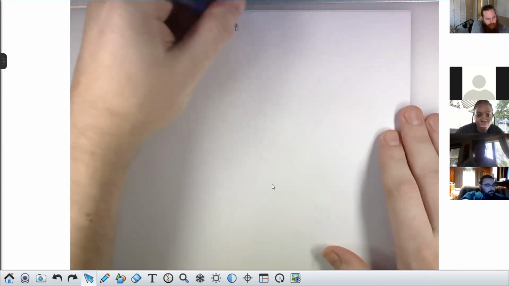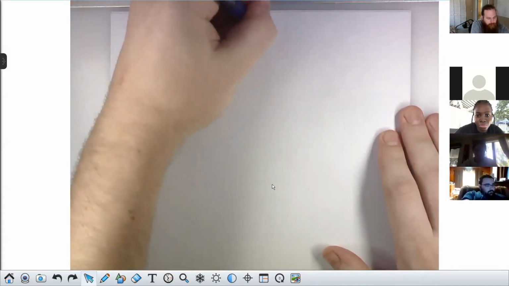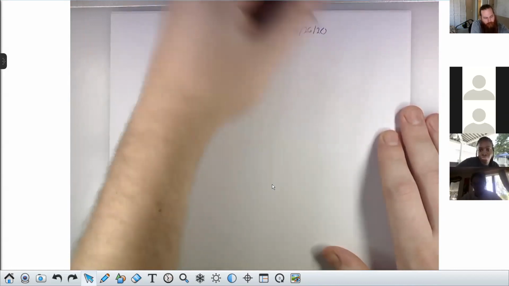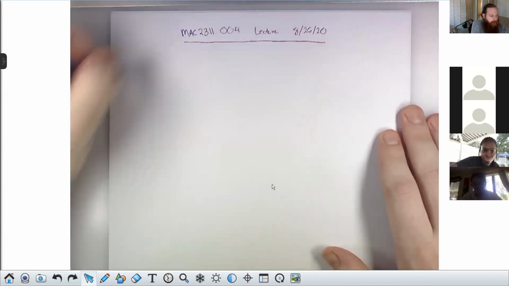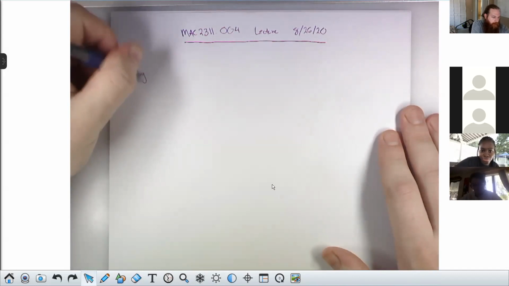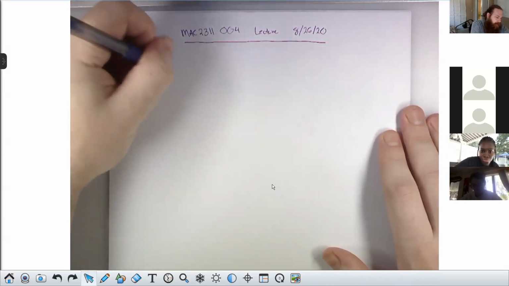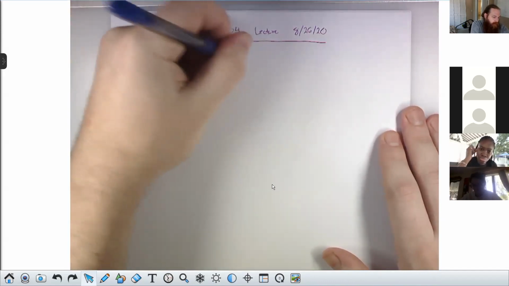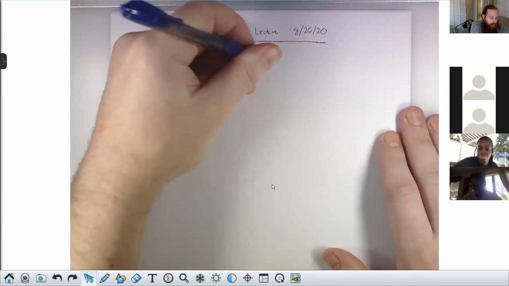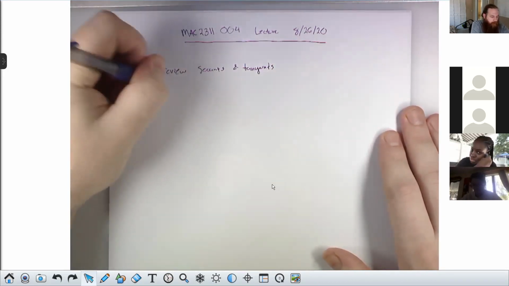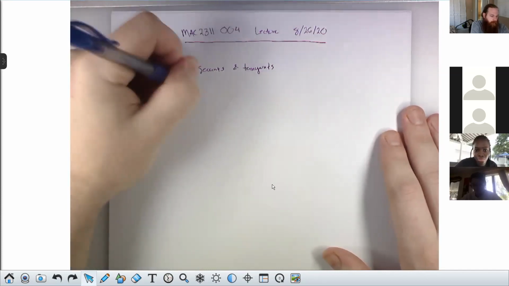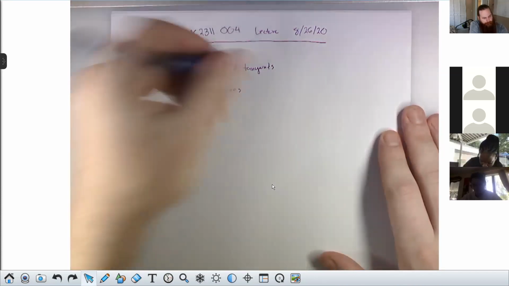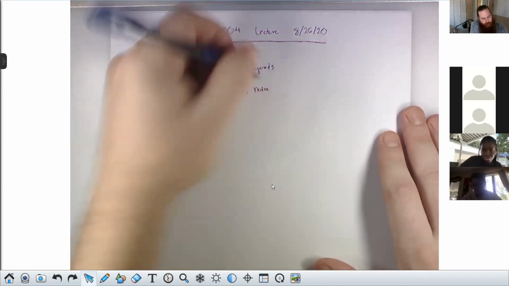So this is section 4 of MAC 2311, and this is a lecture, and today is the 26th. Today, we'll review the idea of secants and tangents, but then we're going to start talking about limits of functions. And we'll learn some special notation.